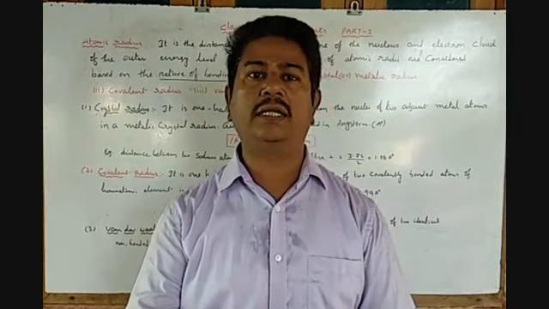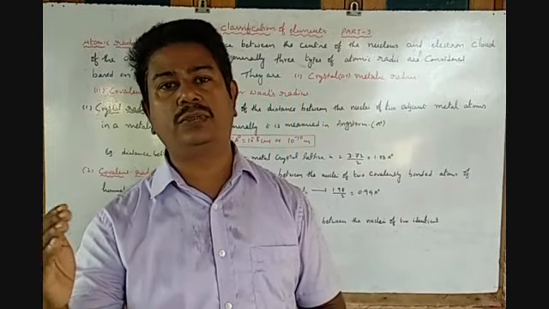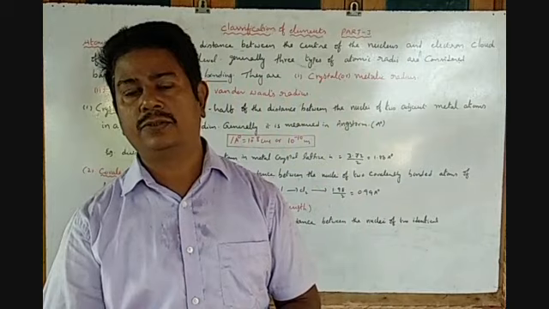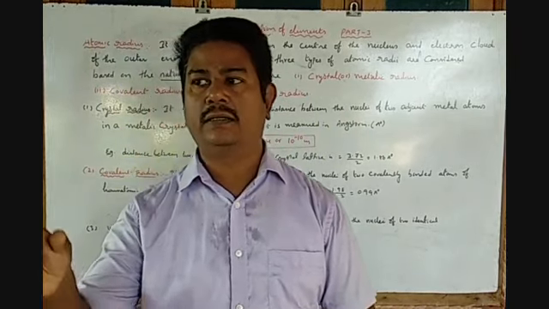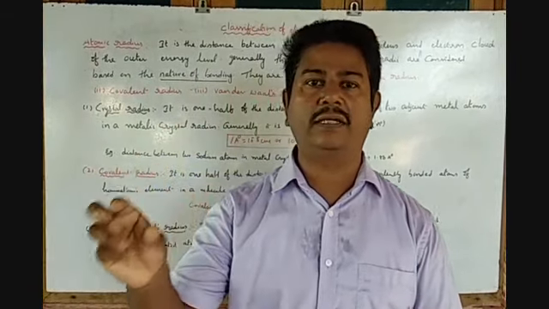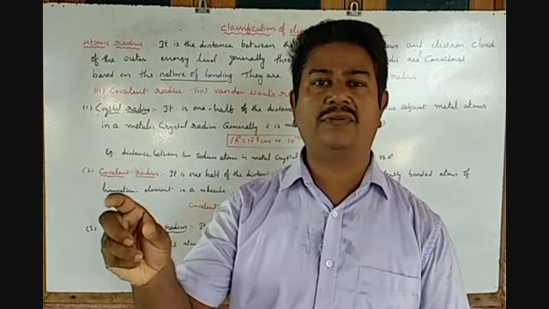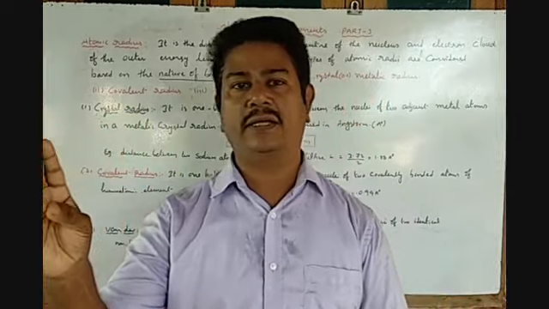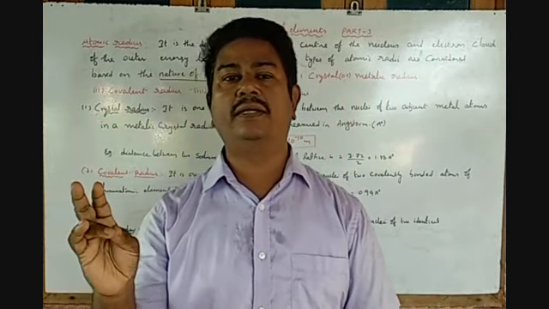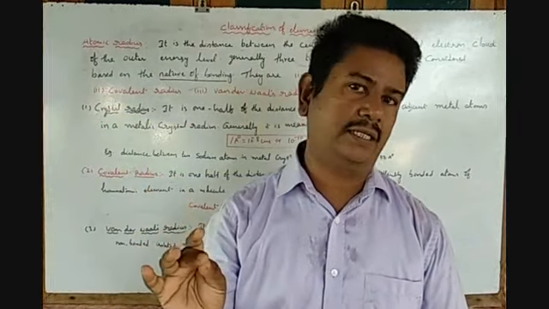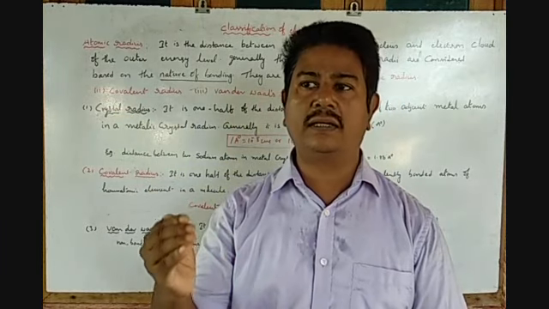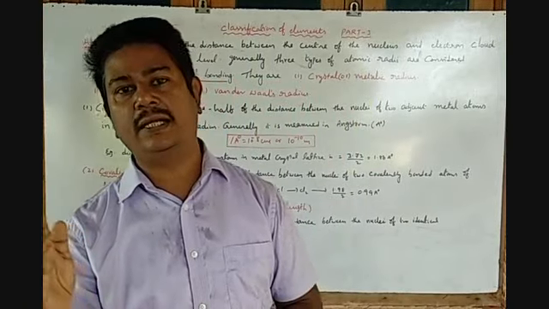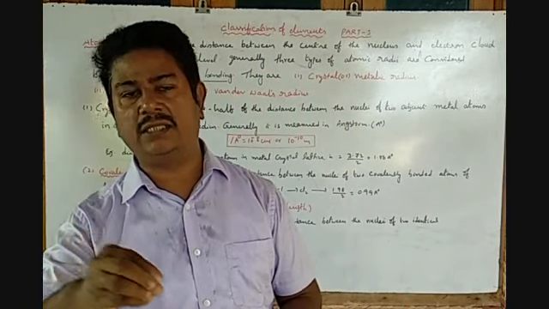The atomic radius again classifies into three categories, depending upon the nature of bonding. What are they? Crystal radius or metallic radius, covalent radius and van der Waals radius. How these radii change in periods and groups will be discussed in this session.